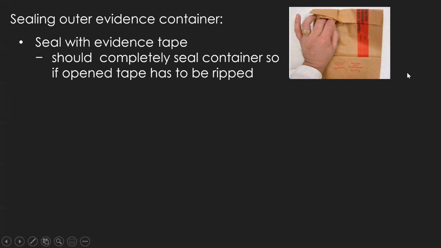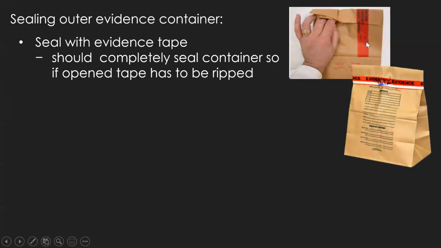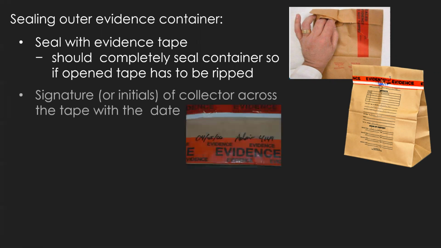Evidence tape, there's different kinds. Some of it's just red, it says evidence on it. Some of it has more writing on it. Some of it has a place for signing and dating. So this would be correctly packaged. Notice it's completely sealed across and it goes the whole way around. So if someone wanted to open this, they really would have to make an effort and it'd be visible to you.